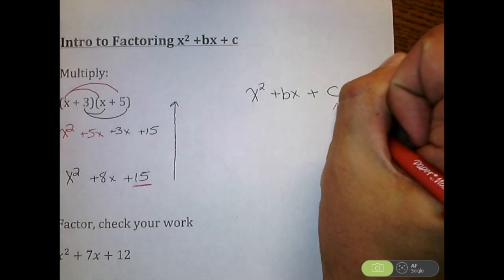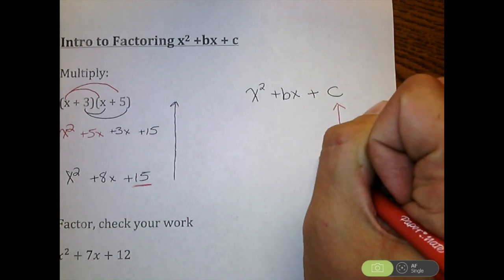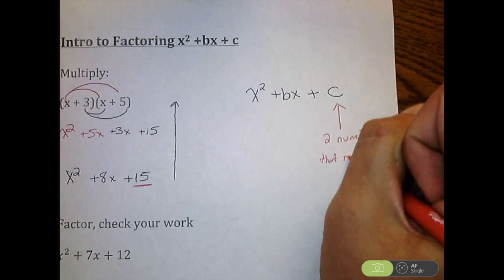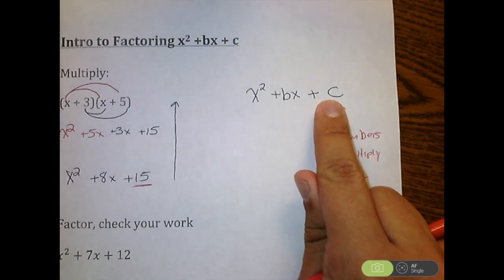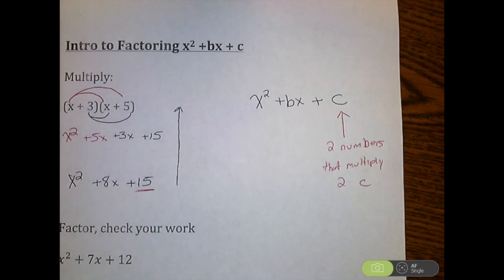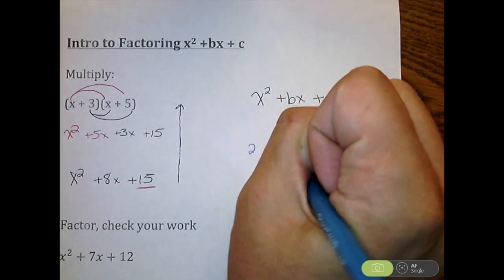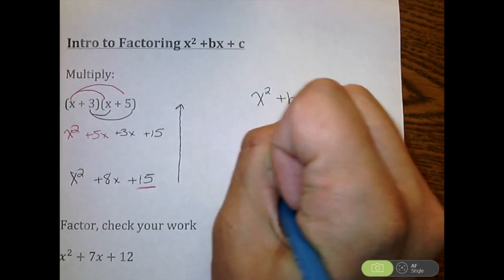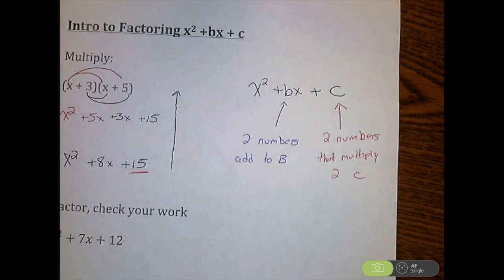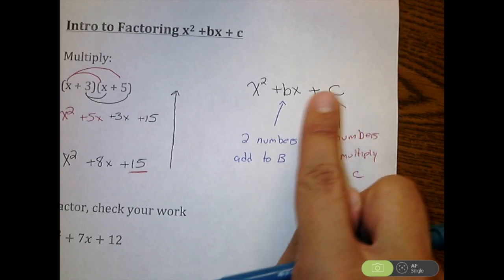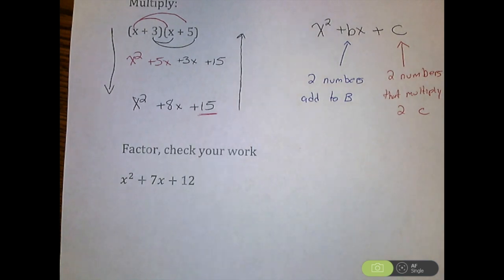Here's the trick we're going to use. We're looking for two numbers that multiply to c, so two numbers that multiply to the back number, but these same two numbers need to add to b. So two numbers that multiply to c and add to b. We're looking for two numbers that multiply to the back, but those same two numbers need to add up to be the middle. I'm going to show you a few examples of how that works.